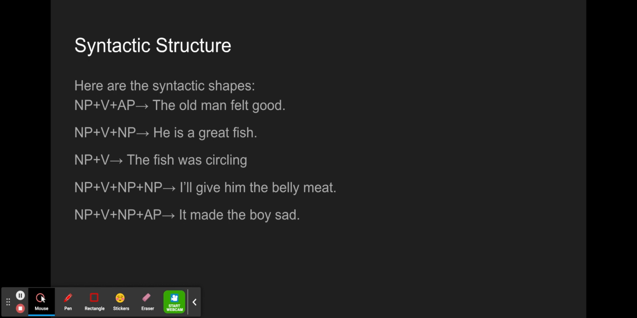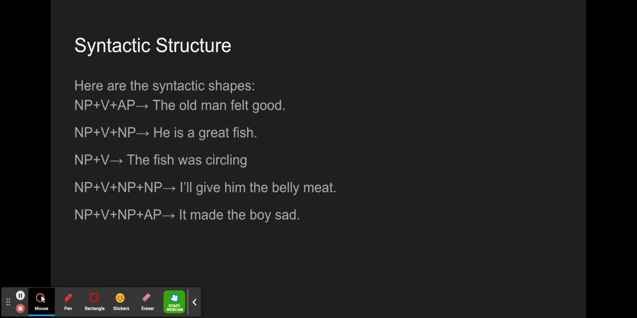Next up, we have the noun phrase plus the verb plus the noun phrase. He is a great fish. Next up, we have our more simple sentence, the noun phrase plus the verb. The fish was circling. And then here we move on to our more complex structures. Noun phrase plus verb plus noun phrase plus noun phrase. I'll give him the belly meat. And then noun phrase plus verb plus noun phrase plus adjective phrase. It made the boy sad.